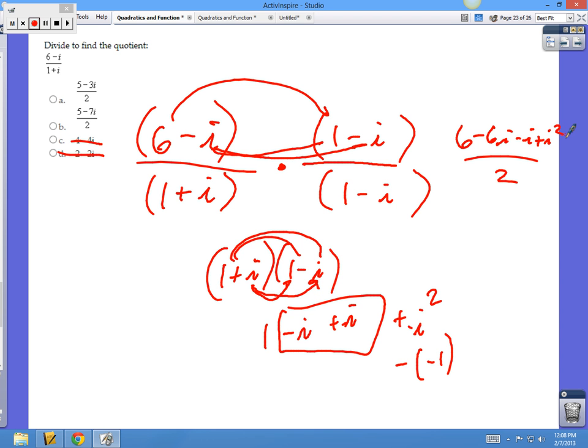So combine your two middle terms. You have 6 minus 7I plus a negative 1, because I squared is a negative 1. So you should have on top just 5 minus 7I, and on the bottom you have 2. You can't divide either of those by 2, so it is going to stay just as a fraction. So that's B.